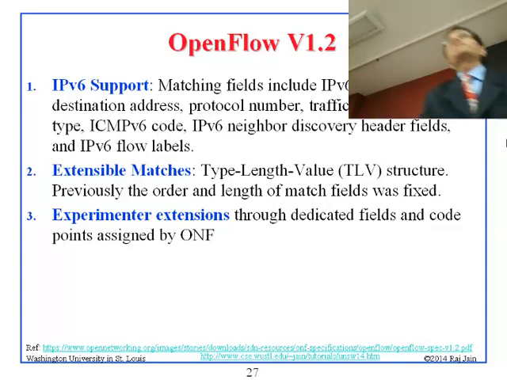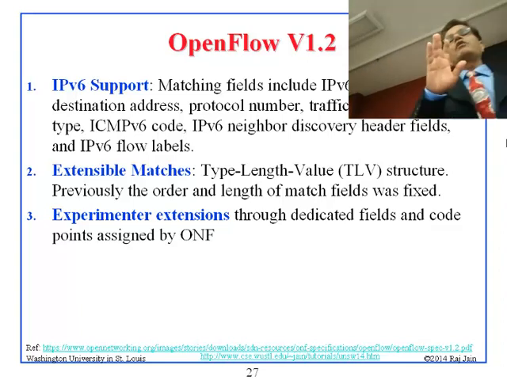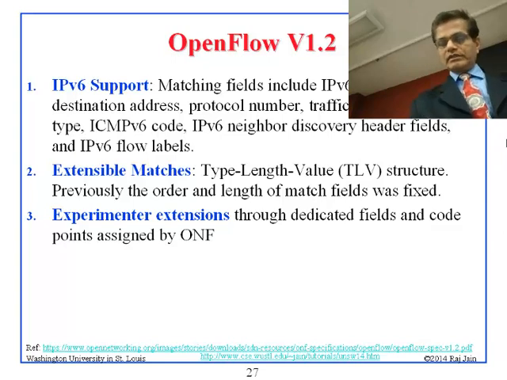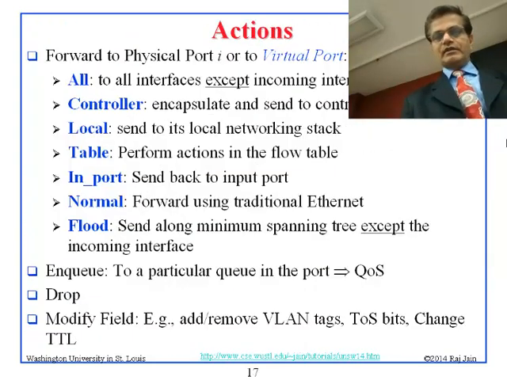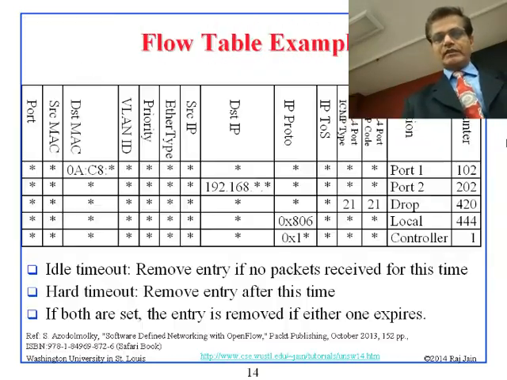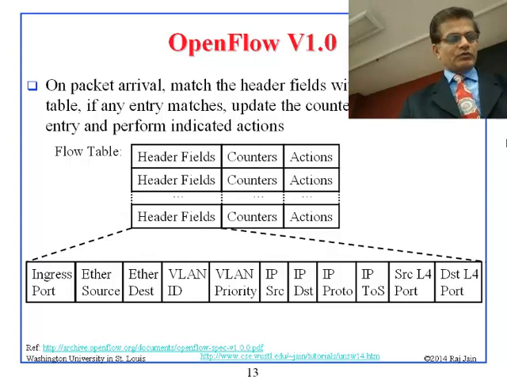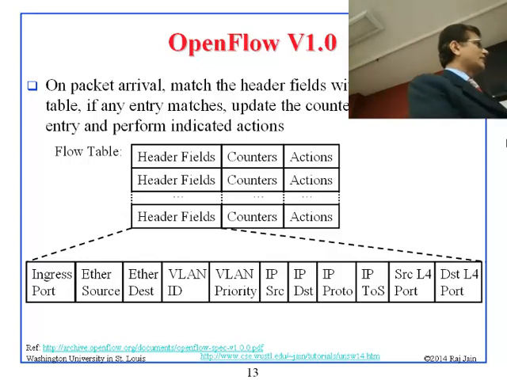So can you look into the payload in the packet? Right now, OpenFlow has a very specific field. Say 1.0, you notice 1.0 only goes up to level 4 port. So you cannot go beyond this. There's no way to say look into layer 5. Okay, so that is one answer.